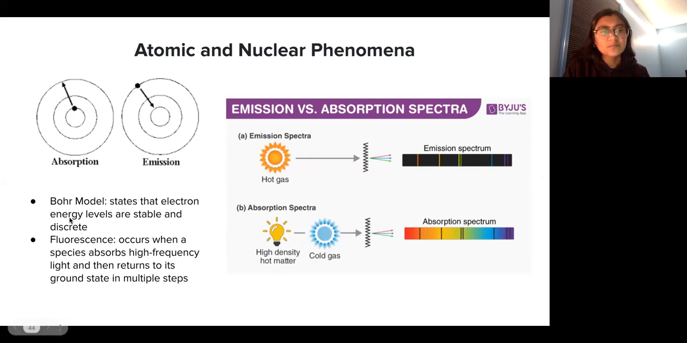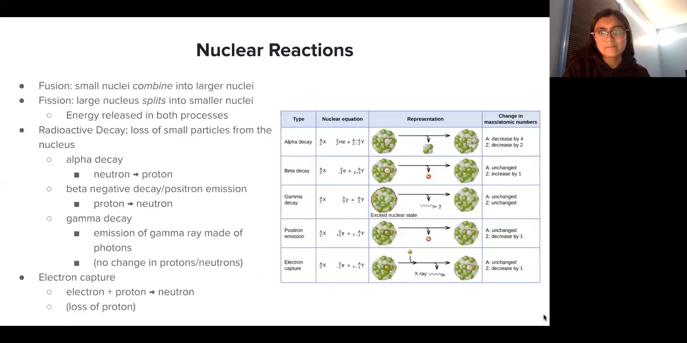The Bohr model states that electron energy levels are stable and discrete. You can see here that they're discrete energy levels. And fluorescence is when a species absorbs high frequency light and returns to its ground state in multiple steps.